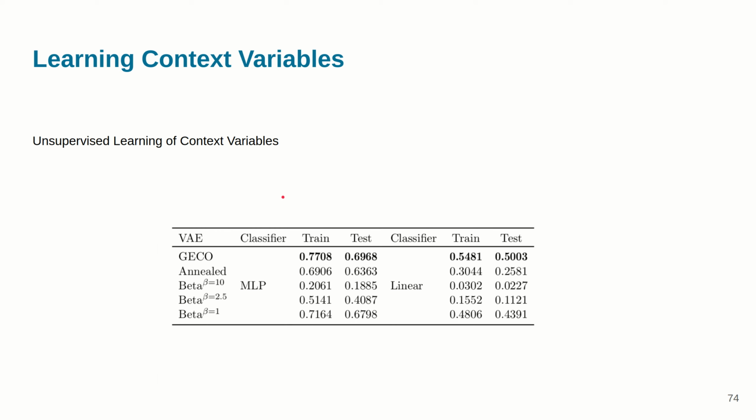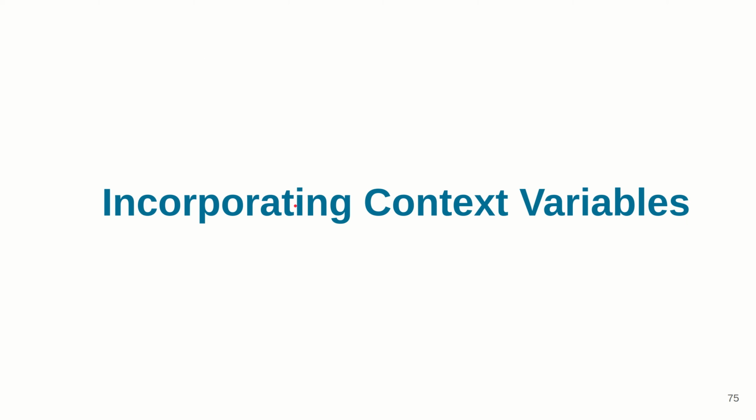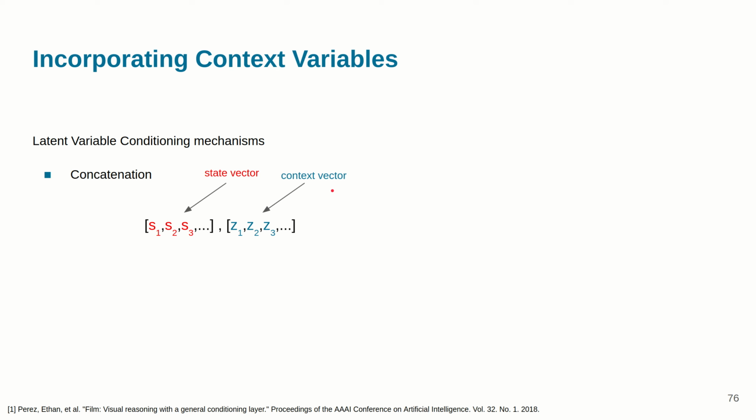And with respect to the context classification, using the vector extracted using the Gecko VAE, we achieved better context classification on both training and test. These two results show us enough evidence to use this method as the disentanglement part of our algorithm. Now, assuming that we have this context variable learned, how can we incorporate this into the policy?